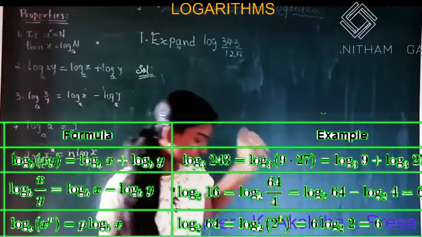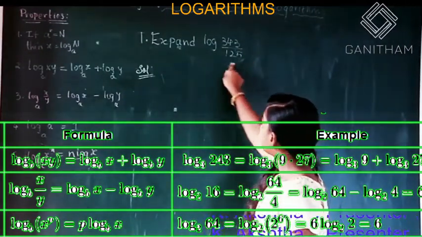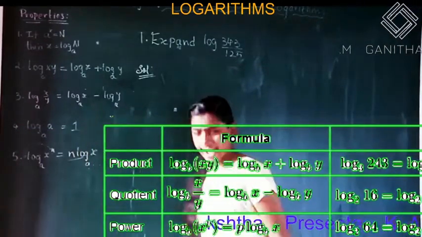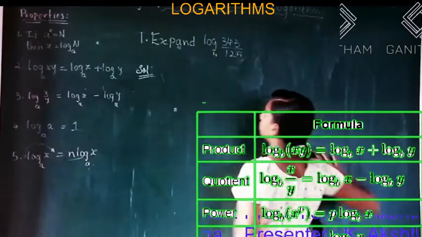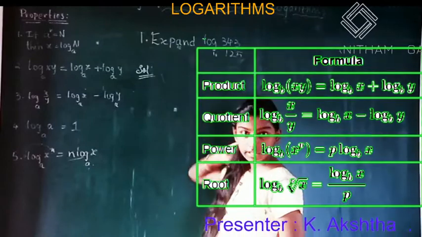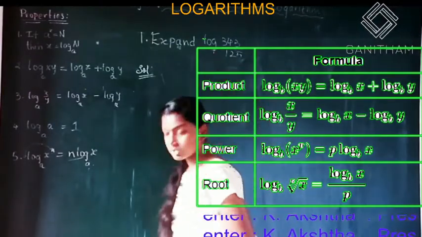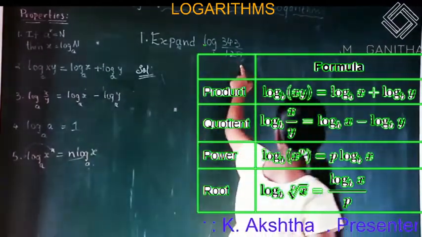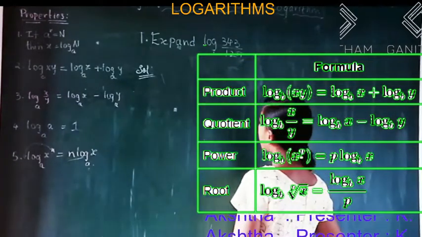So this is the first question. Expand log 343 by 125. One thing guys, if there is no base, the base will be 10. Remember this, if there is no base for the given logarithm, then the base will be 10. So now, first of all, given log 343 by 125. So how can we solve this?